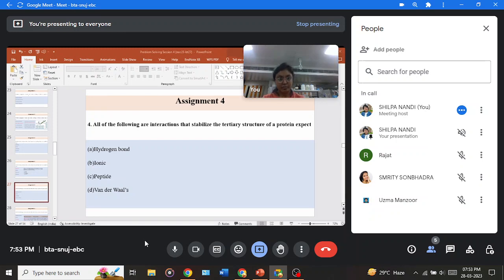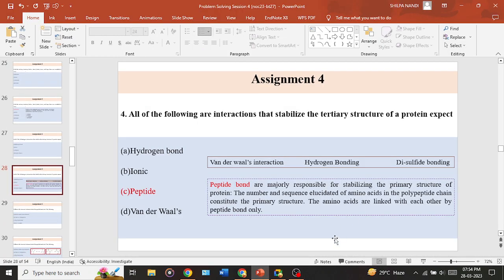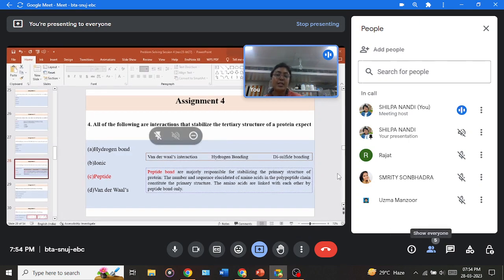Peptide bond. Okay, I got the answer as peptide bond. So yes, option number C, that is peptide bond. This is the interaction that does not help in stabilizing the tertiary structure of a protein. All the other three, that is hydrogen bonding, ionic interactions, and van der Waals interactions, help in stabilizing the structure of a protein. So option number C, peptide bond, is correct.